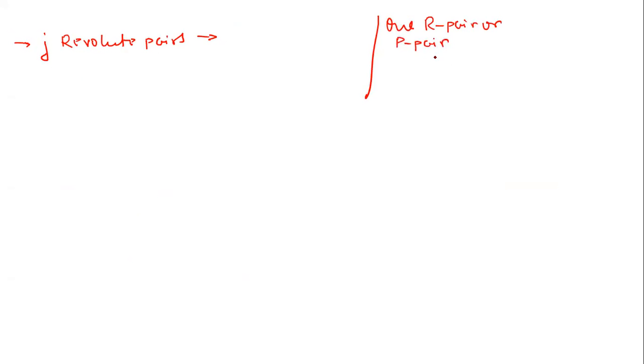So let us say we have j revolute pairs, or simply a revolute or prismatic pair, right? So one revolute pair, R pair or P pair, allows 1 degree of freedom, right? Correct.